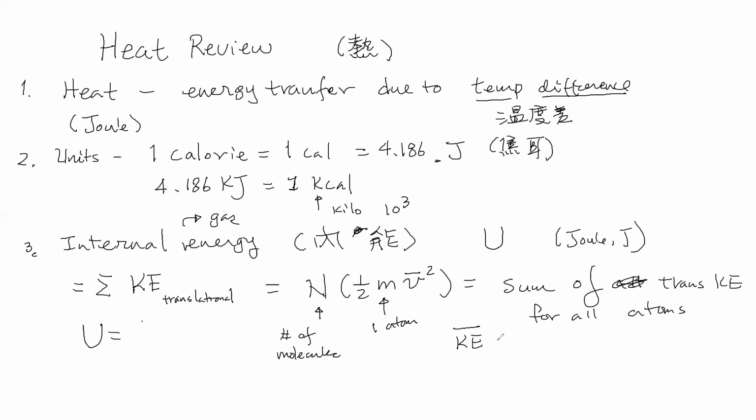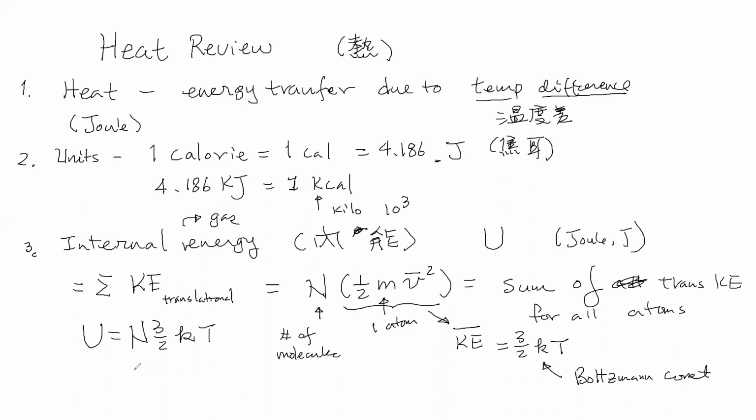So Ke bar, as you recall, is equal to 3/2 K times T from the previous discussion. So this K is Boltzmann constant. So it's a review. So you can put this one into here, right? So then this U is equal to N times 3/2 Ke bar, KT, yeah.